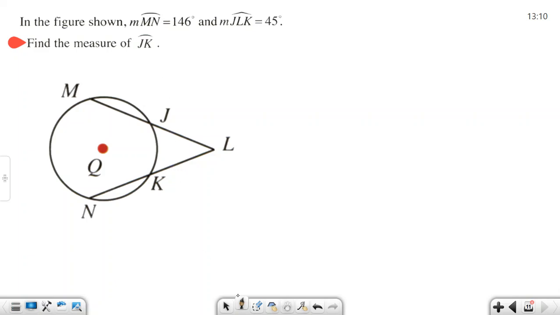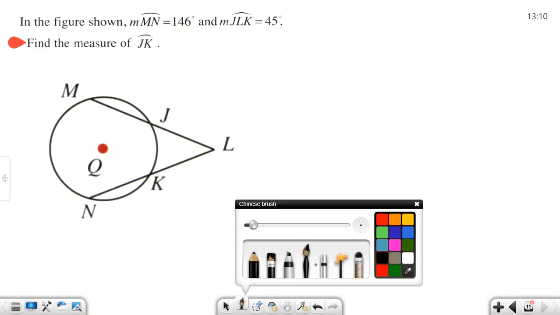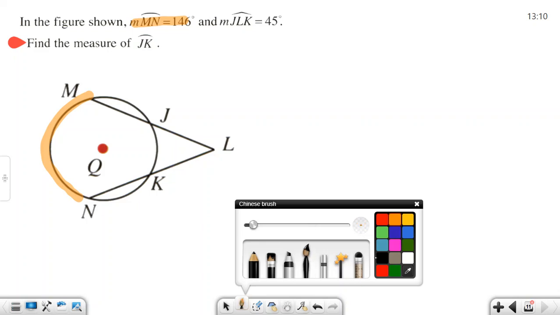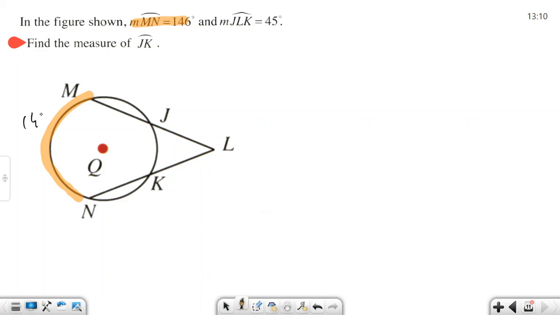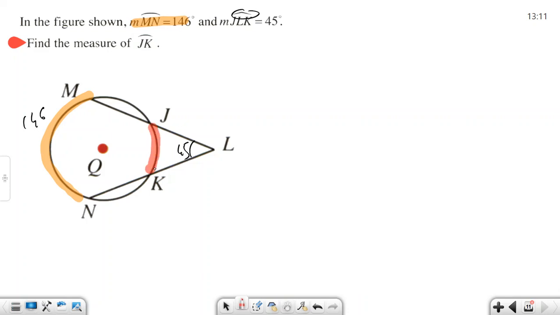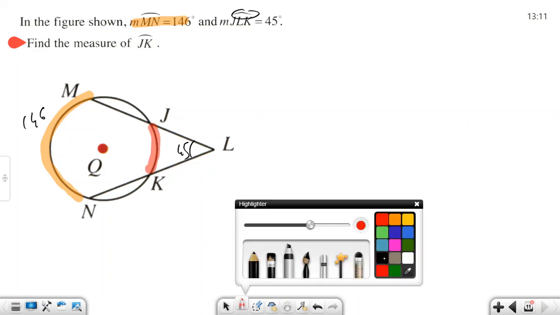In the figure shown, the measure of arc MN, as you see, is 146. Arc MN, 146, is given, so let's write 146. And the measure of angle JLK, as you see from here, is equal to 45. Find the measure of JK. So what's JK? It's an arc. Let's highlight that arc with red. JK. We are asking about JK.